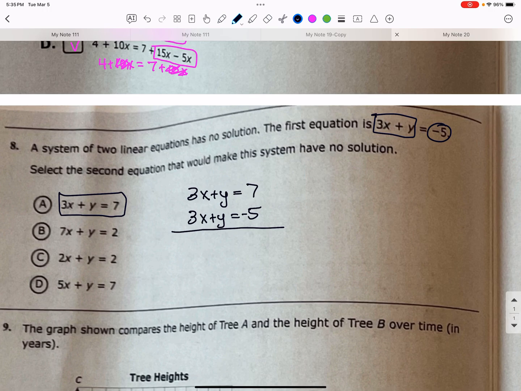If I multiply this second one by negative 1, then I have negative 3x minus y equals 5. And look, everything cancels out. Everything cancels out. And we have 0 equals 12. No solution. Basically, how could 3x plus y equal negative 5, and then how could 3x plus y equal 7? There's no way the same numbers could equal 2 different things. That would be no solution.